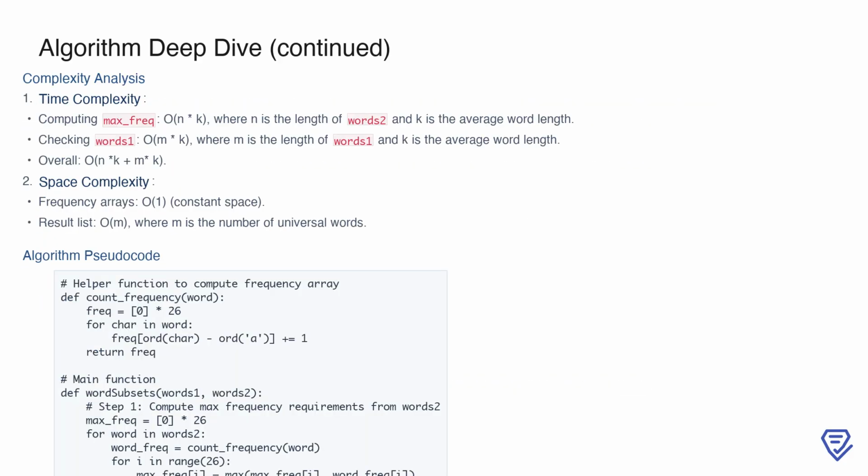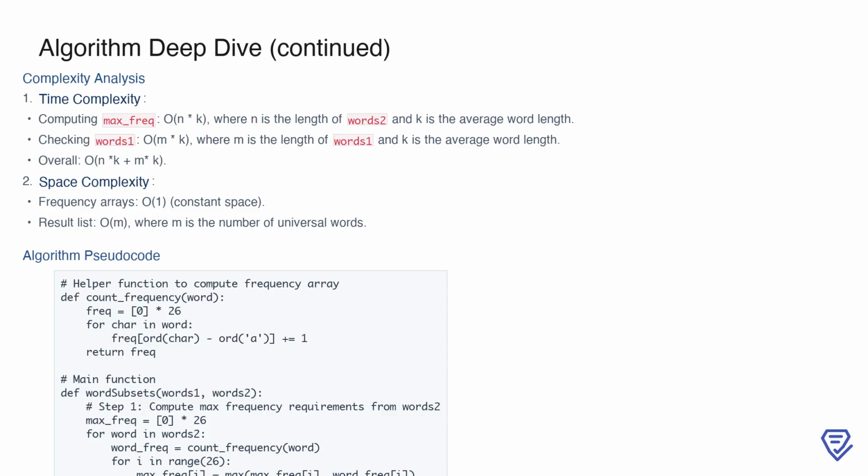Analyzing the algorithm's complexity reveals its efficiency. For the time complexity, computing the max_frequency array involves iterating through words 2 and calculating character frequencies for each word. This takes n*k, where n is the number of words in words 2 and k is the average word length.